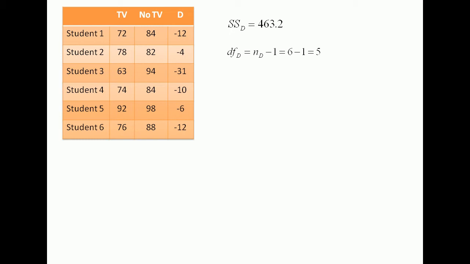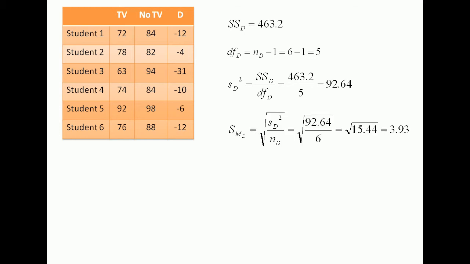We can calculate the degrees of freedom. Because there are 6 students, that means our degrees of freedom is 5. Now we can calculate the variance of the D-scores. If we know sum of squares, we know degrees of freedom, we can calculate the variance. And now we can calculate the standard error of the mean of the D-scores.